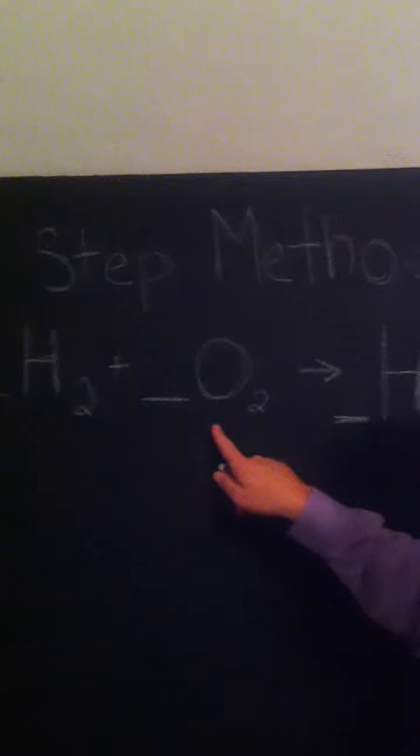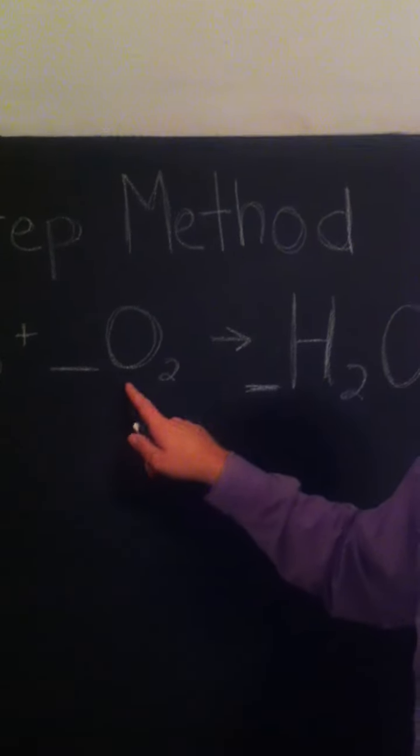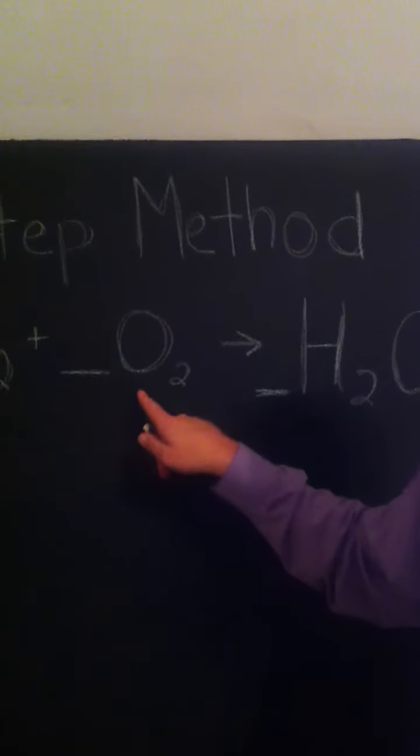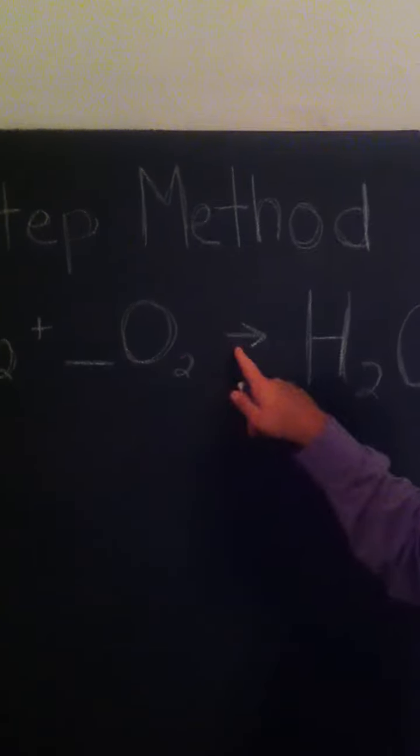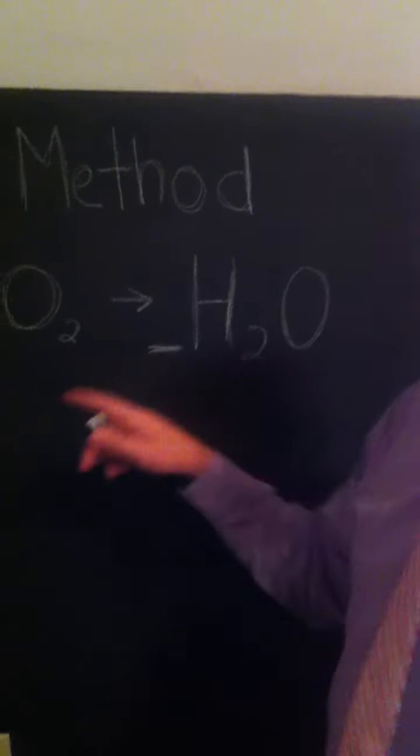We're going to go next to the O, which is oxygen. So here we have oxygen. We've got 2 oxygen on the reactant side. So we go to the other side of the equation, and we've only got 1 oxygen. So those are not balanced.